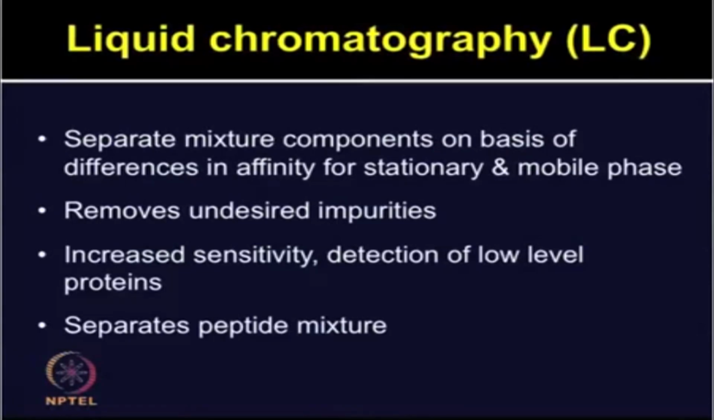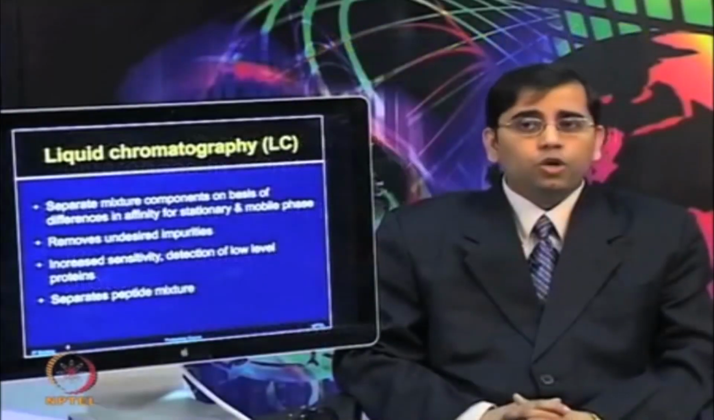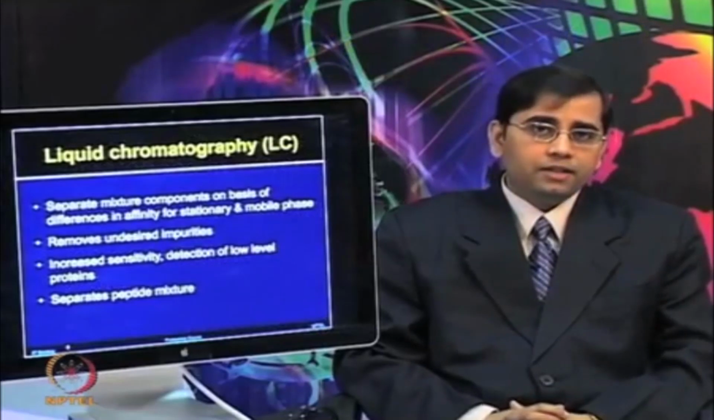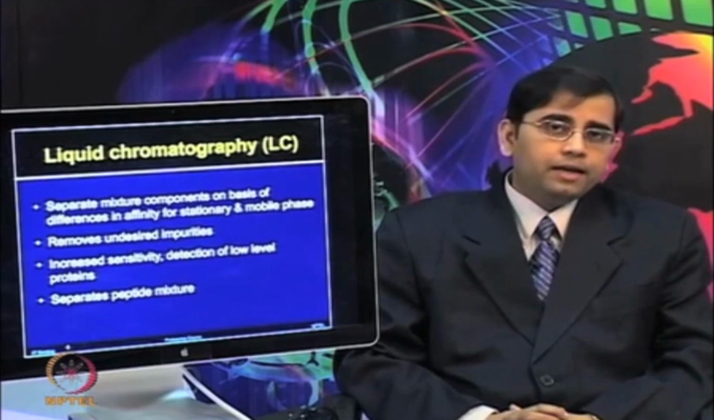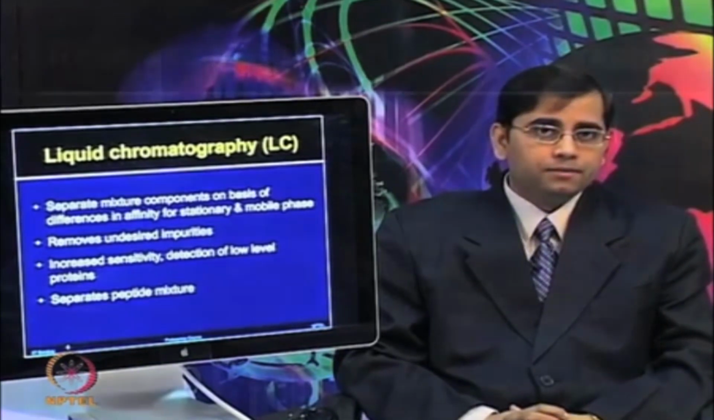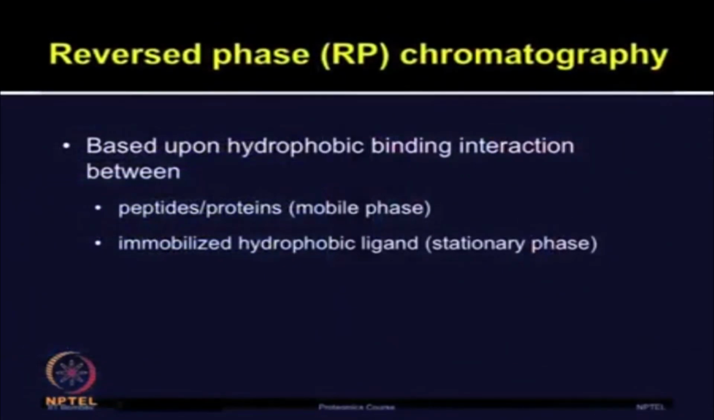Liquid chromatography is also useful for removing undesirable impurities. It also increases reproducibility in the samples as well as robustness of the MS measurement. LC along with further enrichment can help in the concentration of diluted samples. It also helps in increased sensitivity, detection of low level proteins, and further it can separate peptide mixtures. So, there are various types of chromatography one can use for different applications.